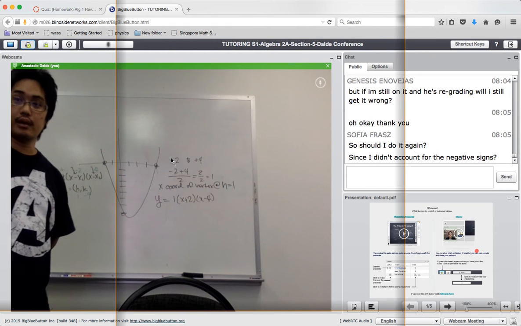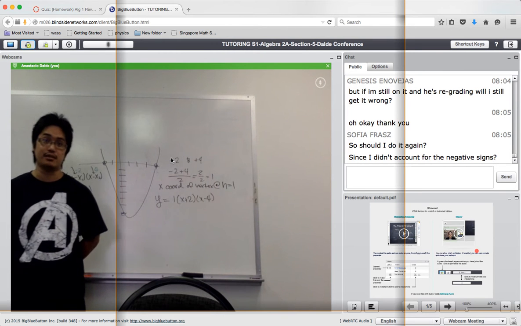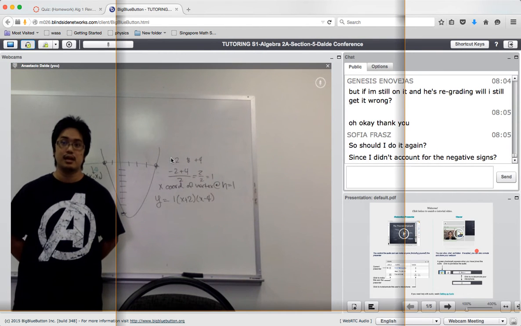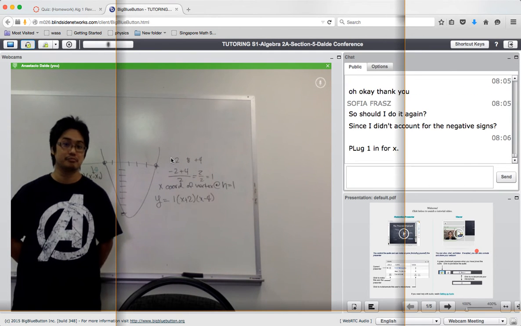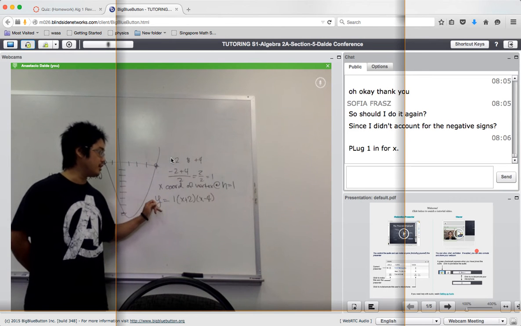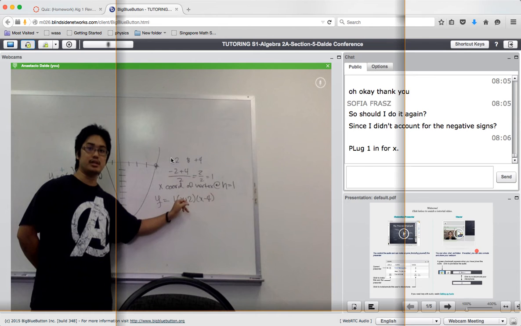How do I find the y-coordinate of the vertex? I know how to find the x-coordinate of the vertex. You just take the average of the x-intercepts. How do I find the y-coordinate of the vertex? You guys know? Yeah. You just put the x in for x. This tells you any y value for whatever x value you're interested in.